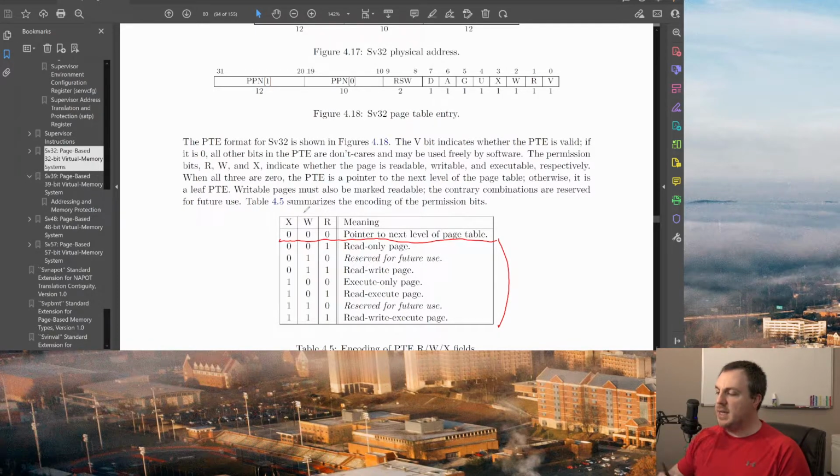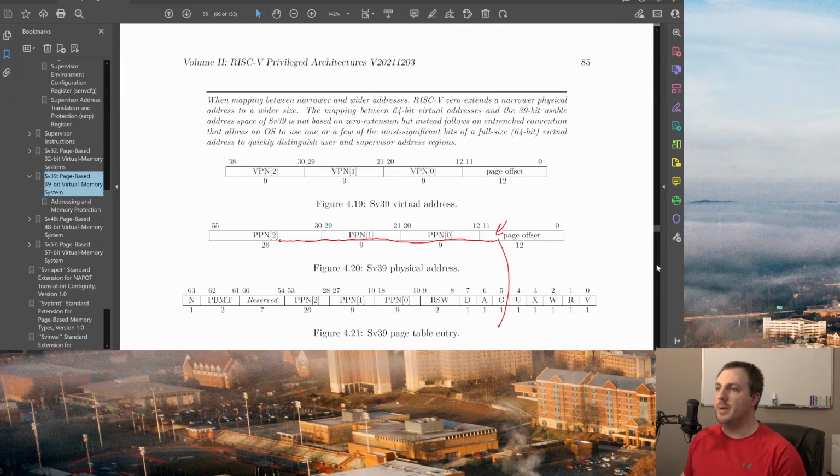However, if X, W, and R are all 0s, it doesn't mean I don't have permission to do anything. It means that this page table entry is not a leaf. It means we're not going to stop there. We have to go to the very next page table. So if we're at level 2 and we have 0, 0, 0 for X, W, and R, that page table entry is going to tell us where to find the level 1 page table.